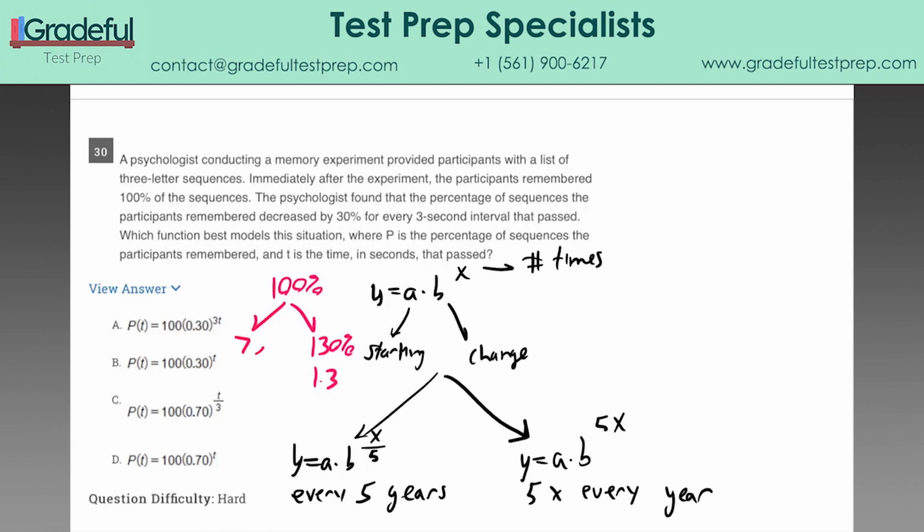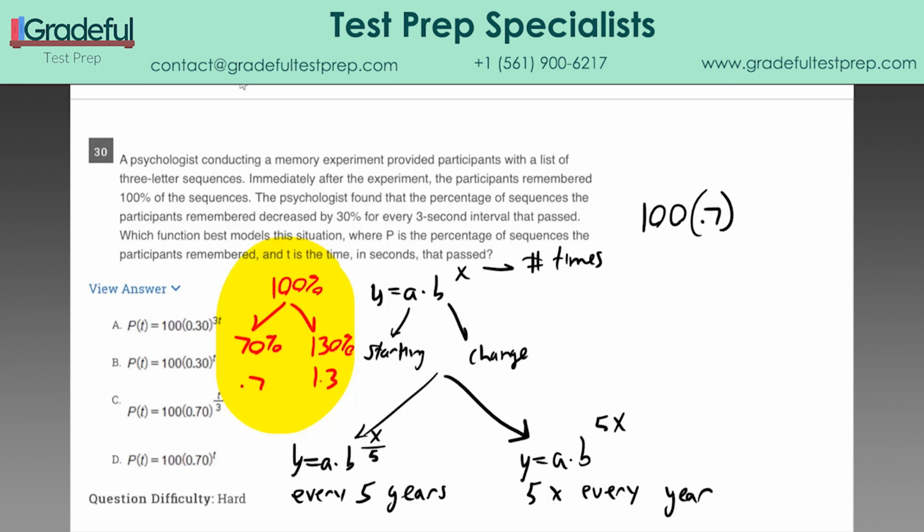But decreasing it by 30% means that we're going from 100 down to 70, and you'd be multiplying something by 0.7. So a decrease of 30% means multiplying something by 0.7. An increase of 30% means multiplying it by 1.3. So we have our 100 that we started at. It's decreasing by 30%, so 0.7.